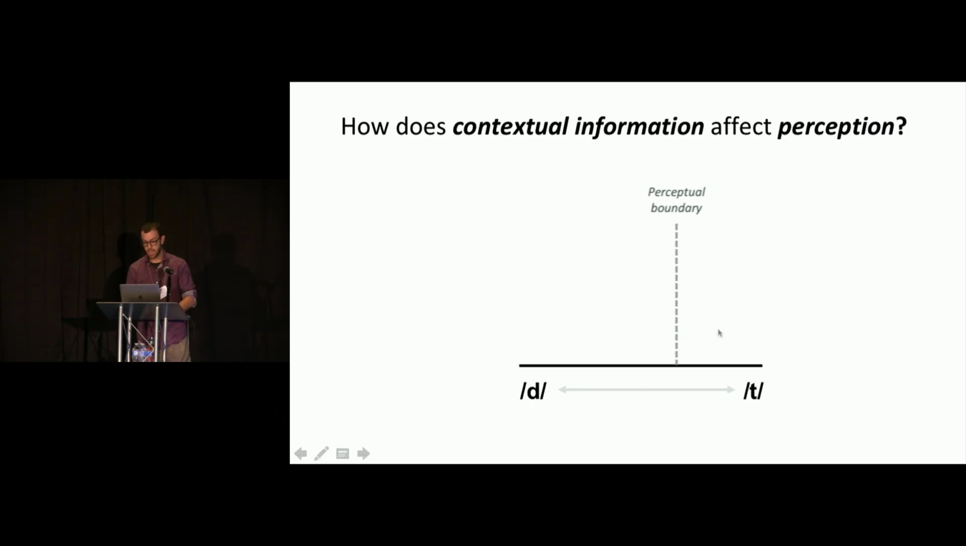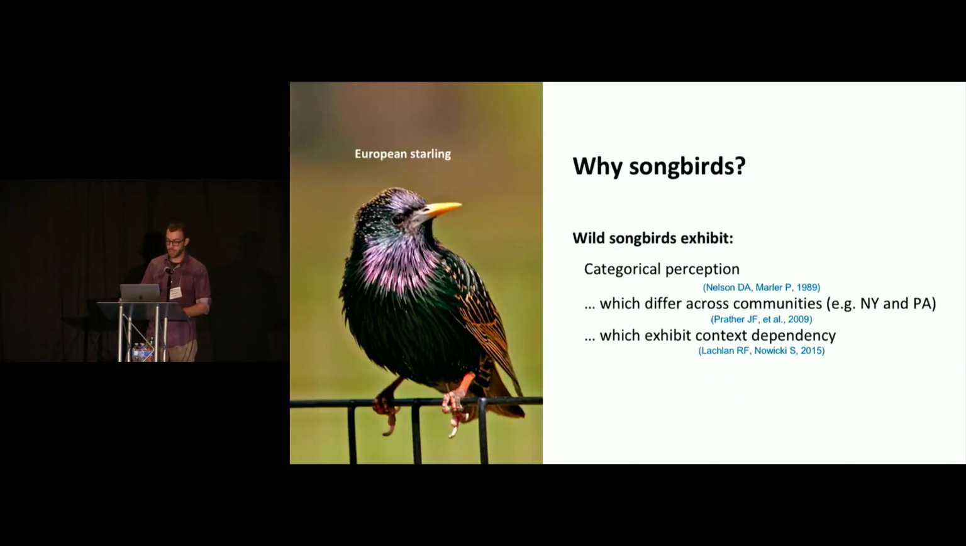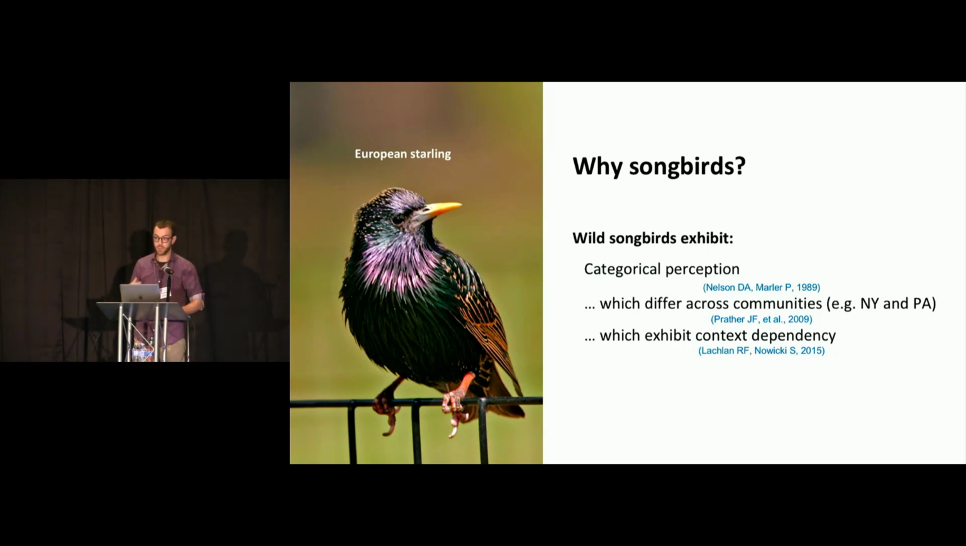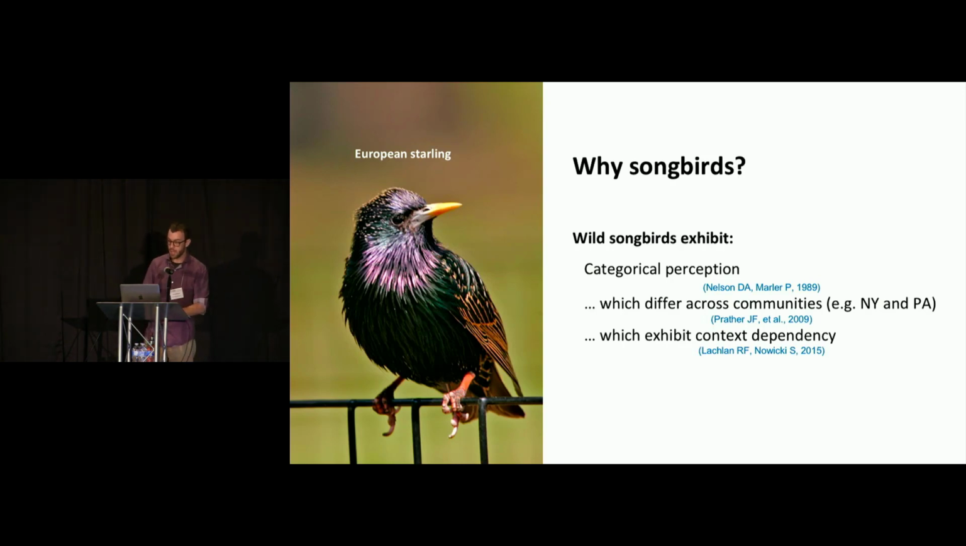So the central question of this presentation is, what are the cognitive and neural mechanisms for pushing around those categorical boundaries? So we're going to study this phenomenon in songbirds, and the reason we're using songbirds is because wild songbirds exhibit many of these different features of speech perception that I just described, like categorical perception. Different communities of songbirds in different regions will have categorical perception shifted in different ways, much the same as the Japanese and American English speaker example. And within a song, the perception of these syllables will be contextually dependent upon, for example, position within a song.